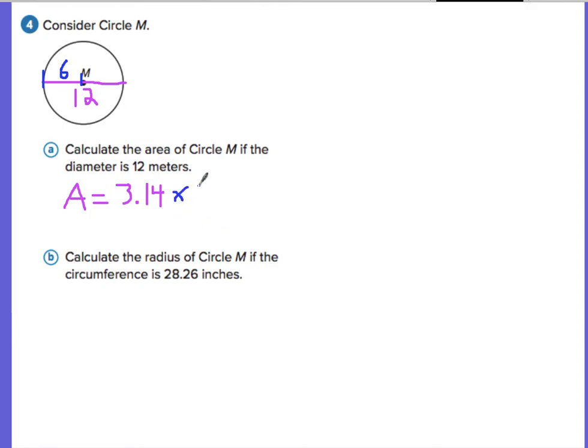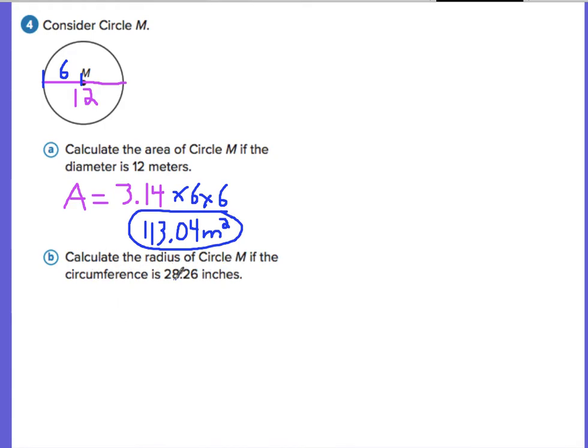So pi times 6 times 6. 103.04. And that's an area, so it's meters squared. This would count for showing your work. You don't have to do these calculations by hand, but you need to show what you're doing.